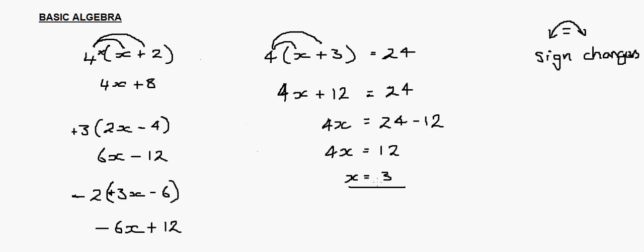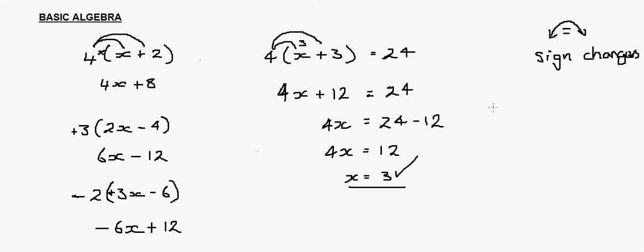And if we wanted to, we could substitute this value in. So if x equals 3, then this would be 3. Now remember, BODMAS says brackets, order, multiplication, division. So brackets are done first. So 3 plus 3 is 6. 4 times 6 does give us 24. So we know that that's right.